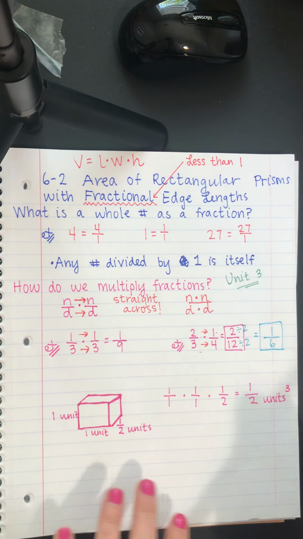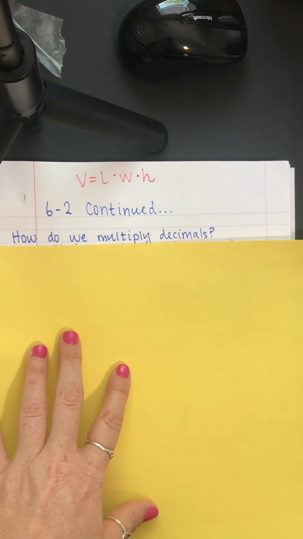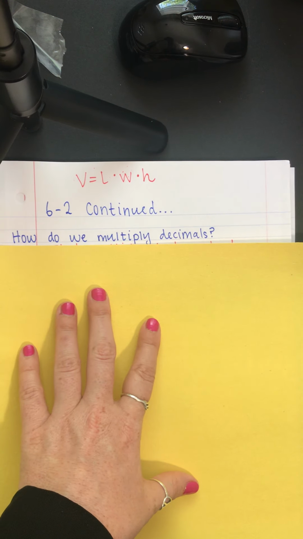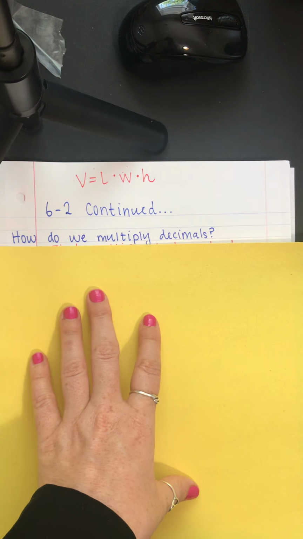So we have 6-2 continued, and this is multiplying decimals. A reminder up here that volume is length times width times height. Okay, how do we multiply decimals? I wrote out 3 steps for you in different colors, and then we'll go through and do a few examples.